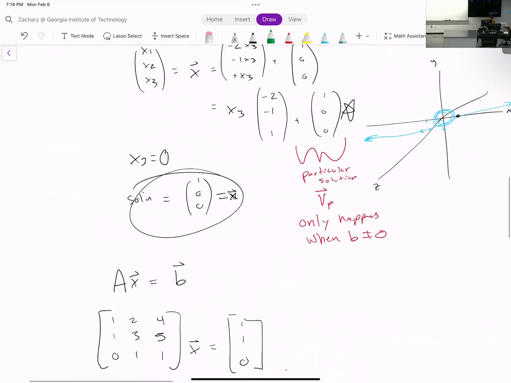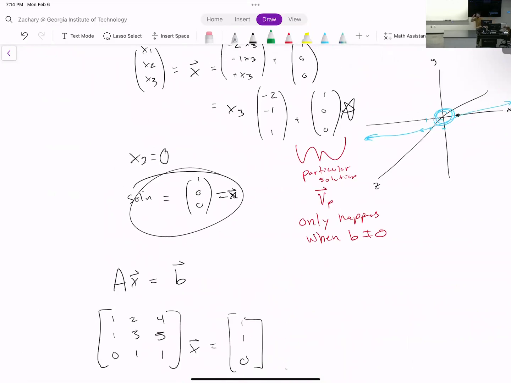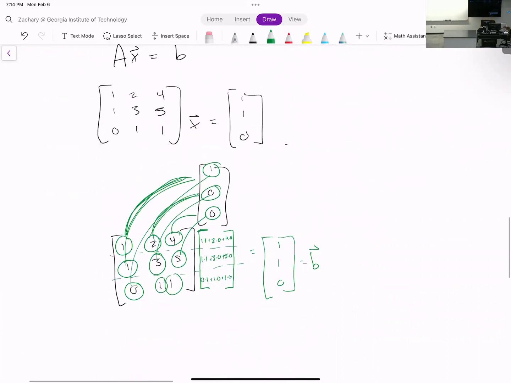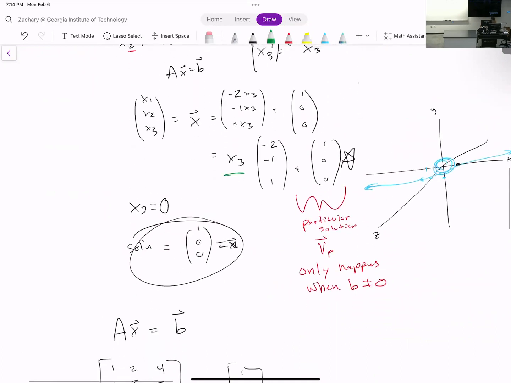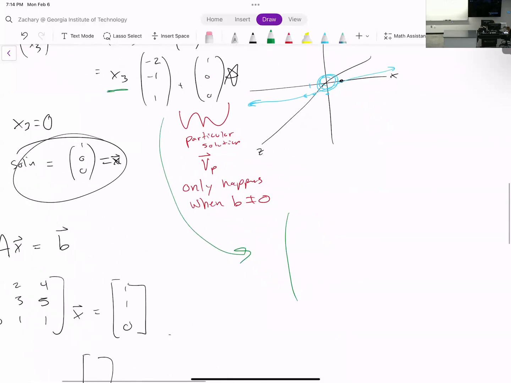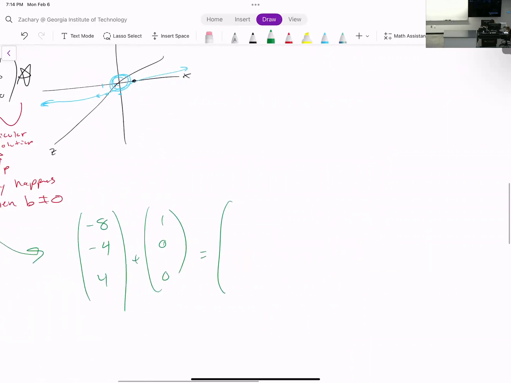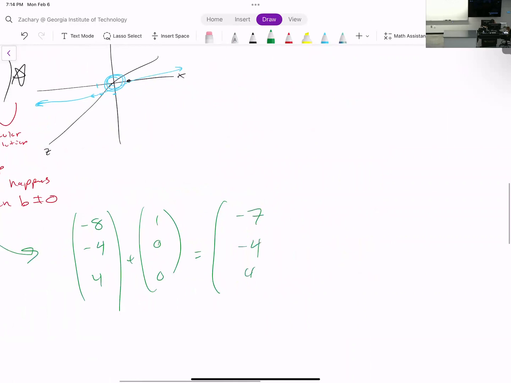-2, -1, 1. That's because for this solution, we just chose x3 to be 0. What you'll find is if we change these numbers up and say instead we said x3 to be, I don't know, 4, then that gets us the solution -8, -4, 4, plus 1, 0, 0. And we add those together, and we get -7, -4, 4.